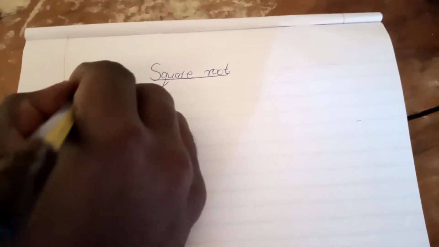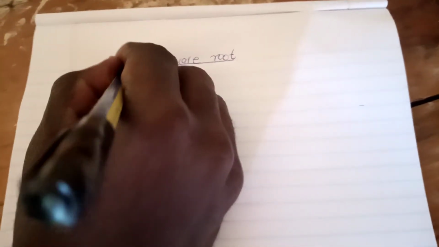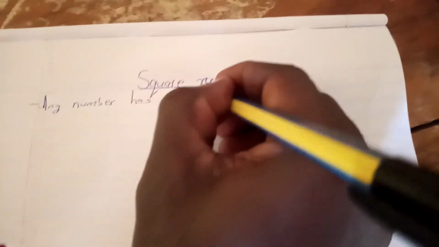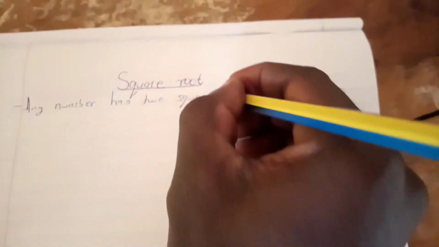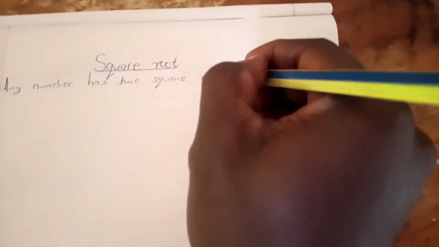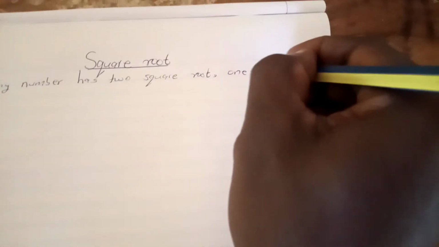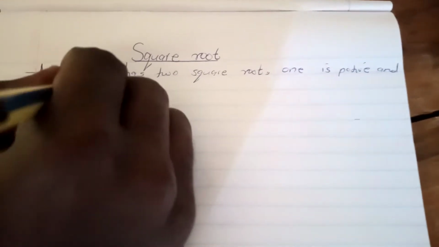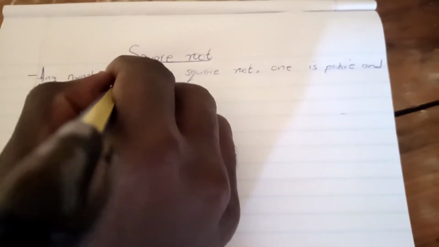Today we are going to work on square root. Let's note this: any number has two square roots. One is positive and the other is negative, okay?